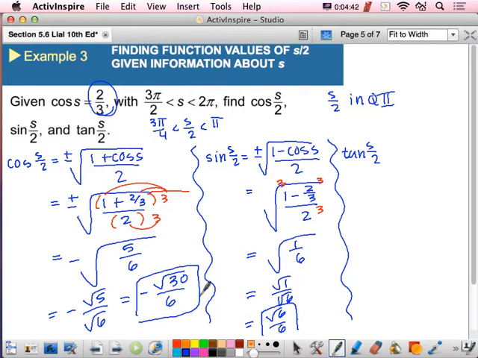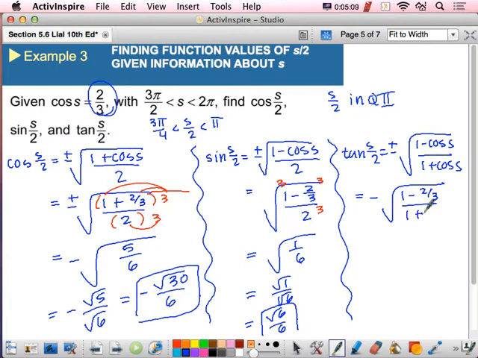So if this were the only problem I had, and I was only giving cosine, I would probably use the identity tangent of half S is equal to plus or minus the square root of 1 minus cosine of whole S divided by 1 plus cosine of whole S. And because it's tangent and because it's in quadrant 2, I know that tangent is negative square root of 1 minus 2/3 over 1 plus 2/3.